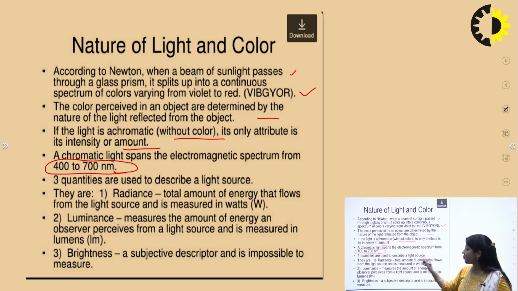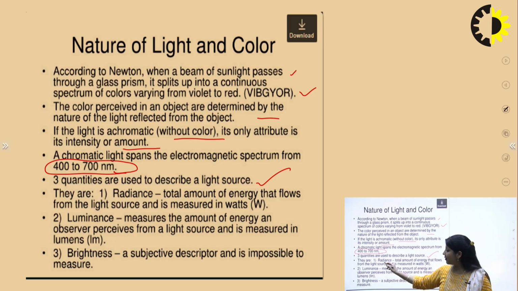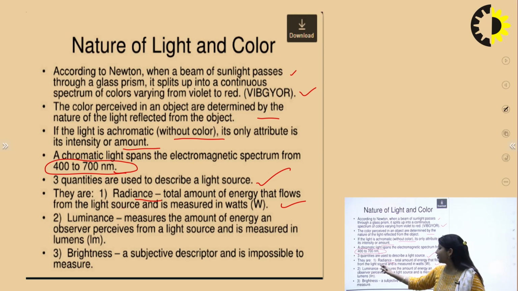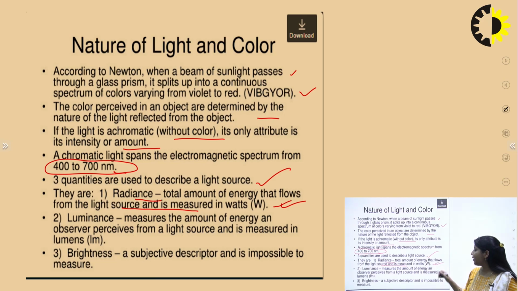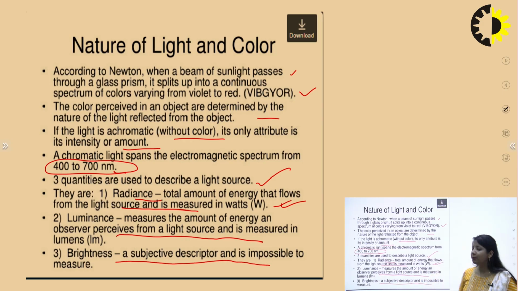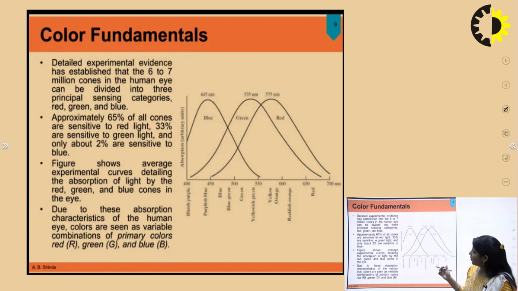Three quantities are used to describe the light source. First is radiance. Radiance means the total amount of energy that flows from the light source, and is measured in watts. Then luminance. Luminance measures the amount of energy the observer perceives from the light source, and is measured in lumens. And brightness is a subjective descriptor that is impossible to measure; it means the intensity value of that pixel.